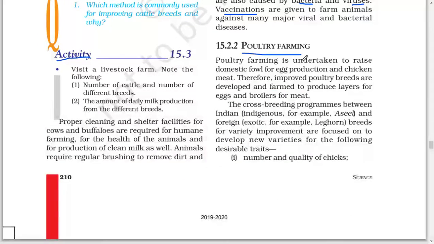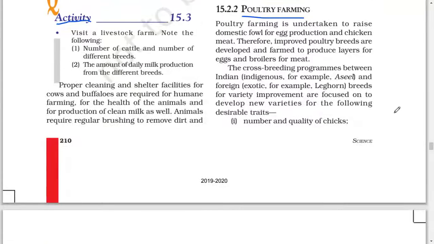Poultry farming. Poultry farming is undertaken to raise domestic fowl for egg production and chicken meat. Therefore, improved poultry breeds are developed and farmed to produce layers for eggs and broilers for meat. Cross breeding programs between indigenous (aseel) and foreign exotic breeds, for example Leghorn, are focused on to develop new varieties for the following desirable traits: number and quality of chicks.